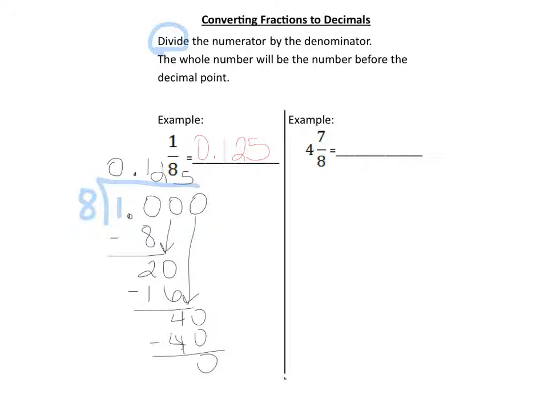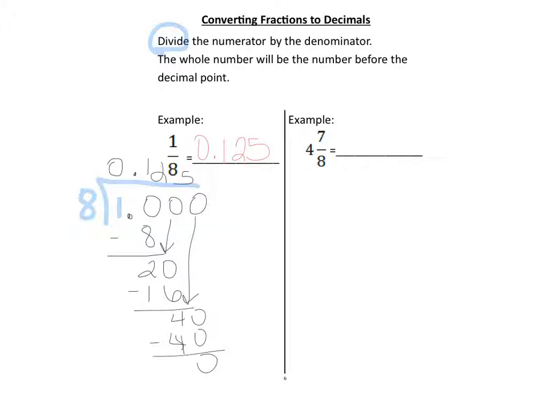If you do division a different way, that's fine. This is my comfort zone, so this is how I do long division. If you do long division a different way, that's fine. This is the easiest way to change a fraction to a decimal every time. There are other ways that don't work every time. This way will work every time.